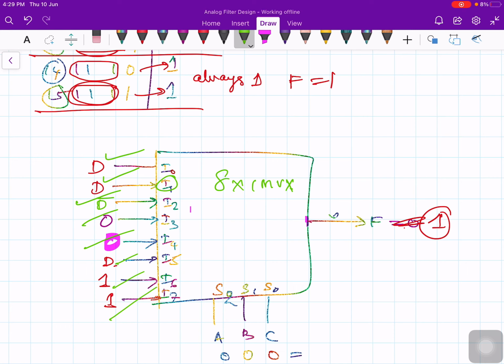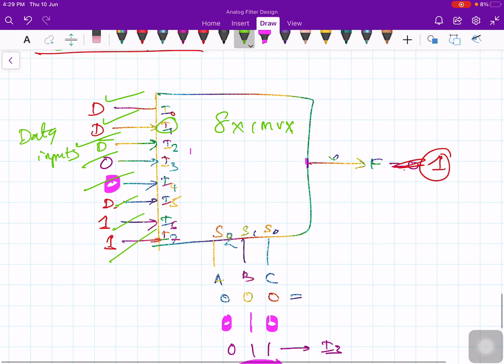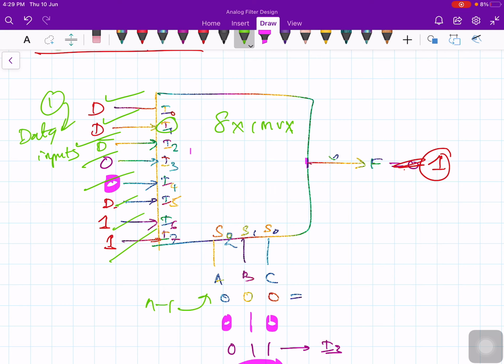Okay, therefore how will you implement? You just look at the Boolean function, and look at the number of variables in the Boolean function, and from that you take only one variable to the data inputs and n minus 1 variables to the selection lines.